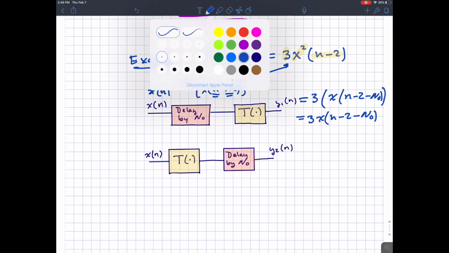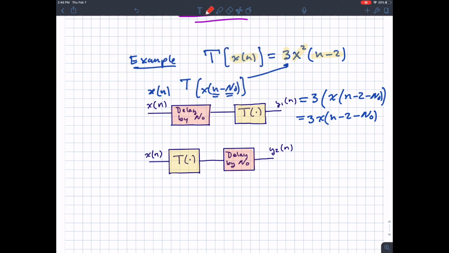Okay, the next thing to do is to apply the delay in the system in a different order. So do the system first and then the delay. If I do that, x of n is just in general x of n. Apply the system to that, and on the output I would get 3 x of n minus n naught. I'm sorry, delay it by 2, that's the definition of the system.